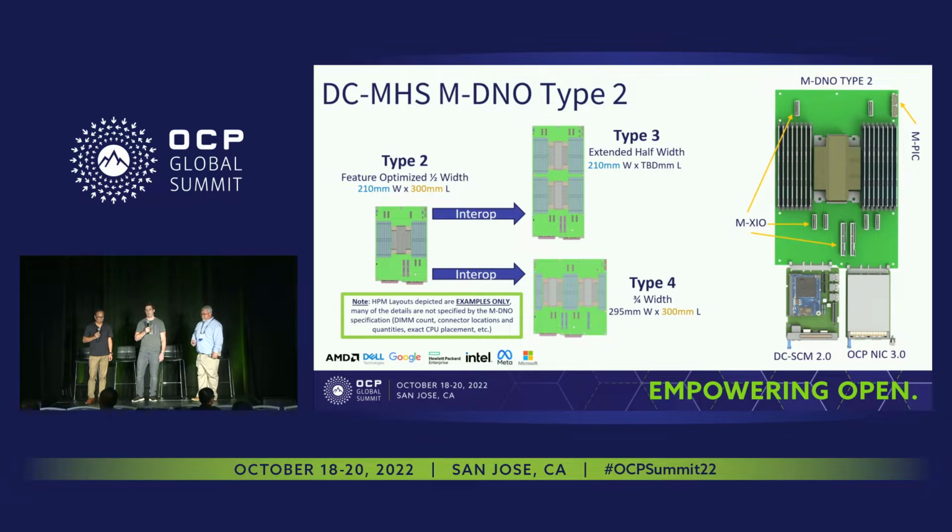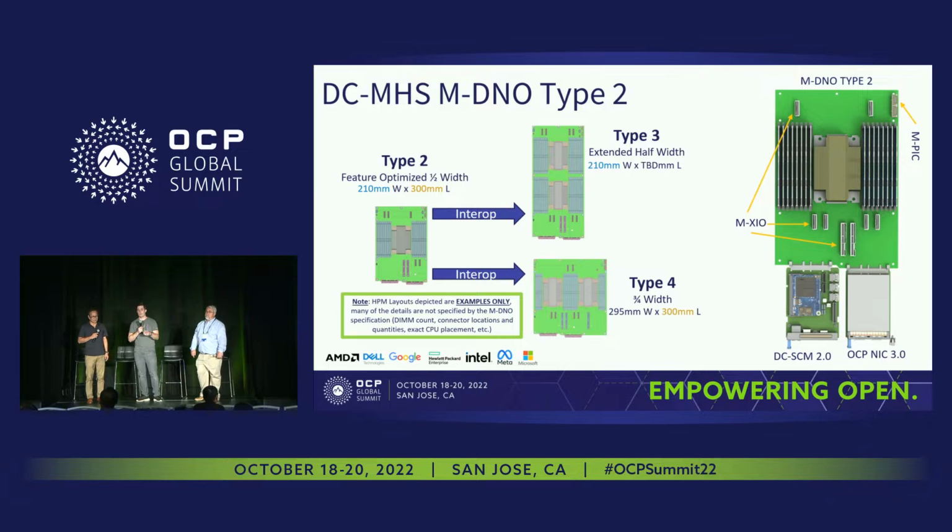The last piece I'd like to call out in that picture on the far right is we're trying to integrate all sorts of other specifications that already exist in OCP. So the DC-SCM and the OCP NIC are not part of the DC-MHS subset, but they are OCP specifications we would like to use here, and they're integrated in our form factor to help us move forward with things that we have already defined that are clearly well known and are easy to use moving forward. And already accepted. That's a great benefit as well.